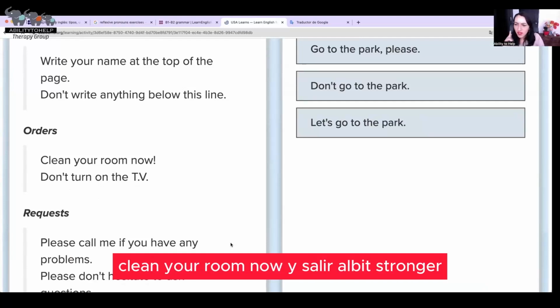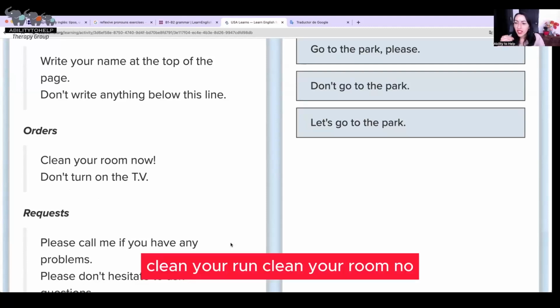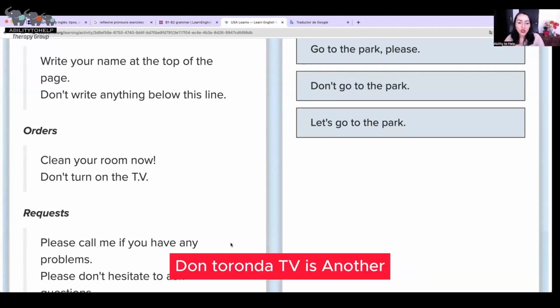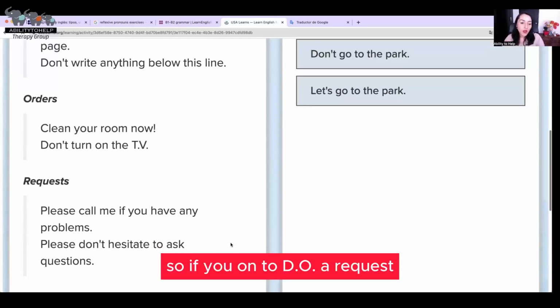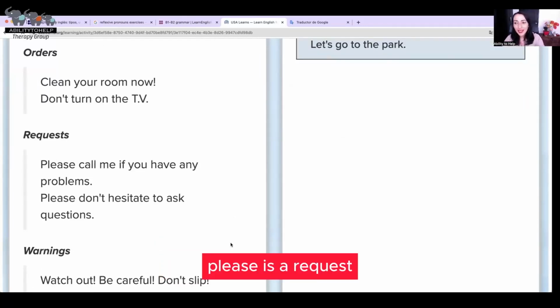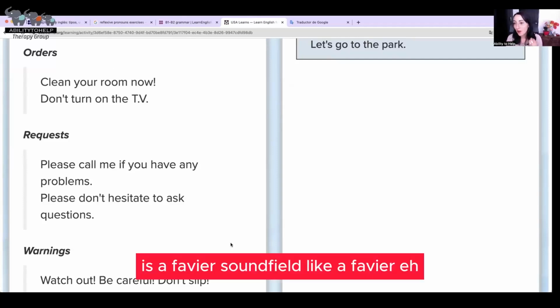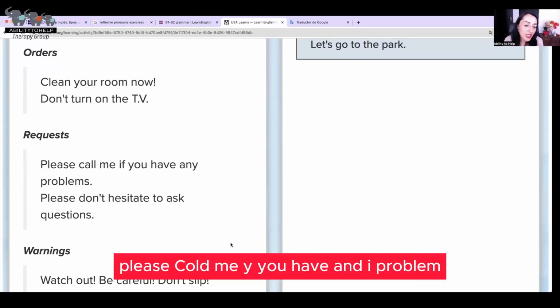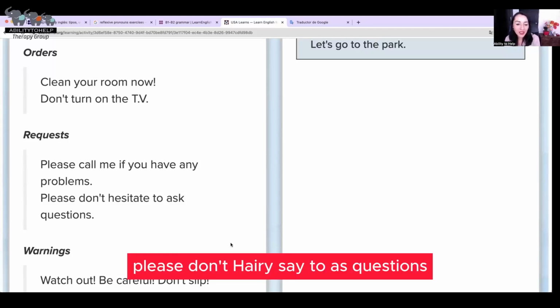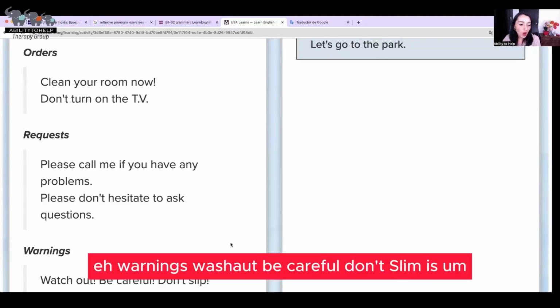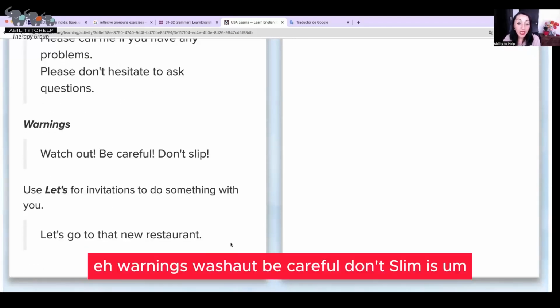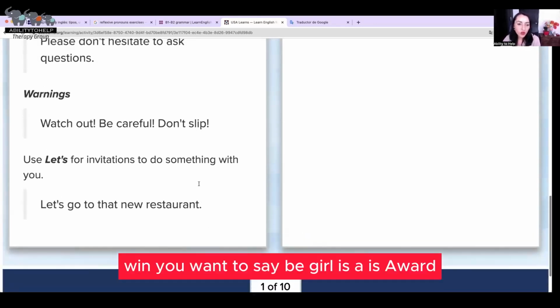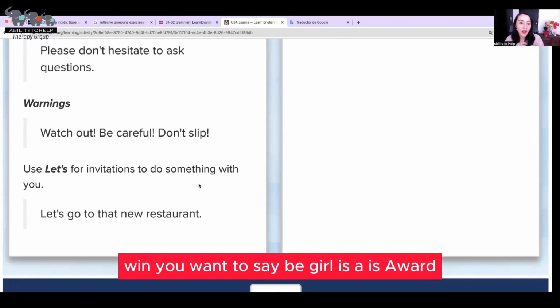Others, like clean your room now, are a little bit stronger than a petition. Clean your room now. Don't turn on the TV is an order. So if you want to make a request, please, it's a request. It's a favor, something like a favor. Please call me if you have any problem. Please don't hesitate to ask questions. Warnings. Watch out. Be careful. Don't sleep. It's when you want to say be careful.